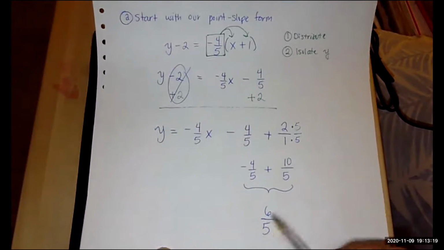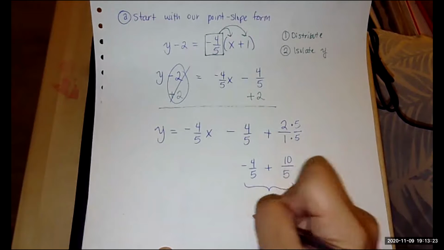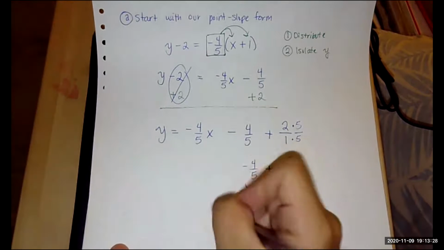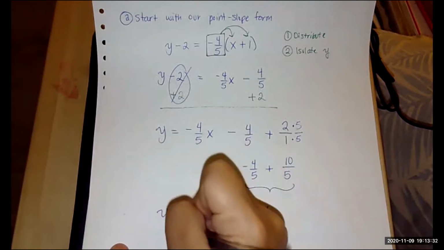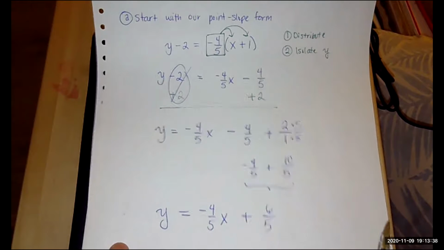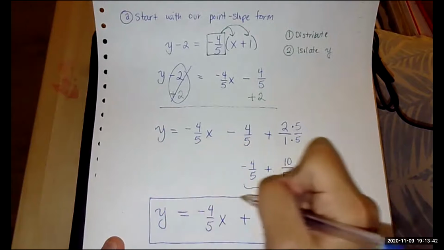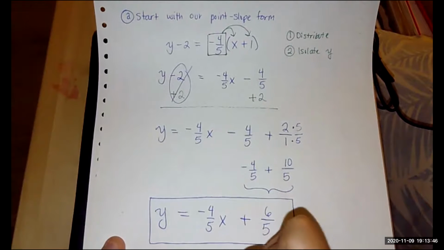And then these will combine to give me 6 over 5. And that doesn't simplify. So I'll just bring everything down. Because this is positive, I'm going to put a plus here. And I'll just bring everything down now. -4/5 x. And then my y. So y equals mx plus b. So this is the equation in slope-intercept form.